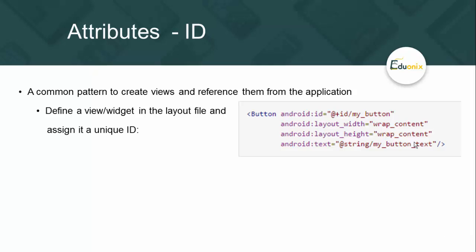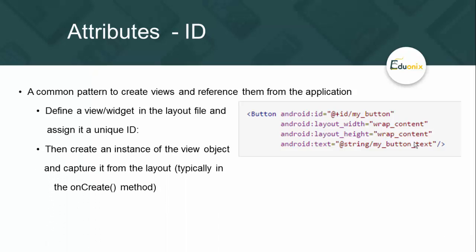Two, then create an instance of the View object and capture it from the layout, typically in the onCreate method. This indicates how we can access this button object in the application code. In this example, we have created a button object and used findViewById. Thus, we are accessing the button with the specific button ID name, R.id.ID_name.